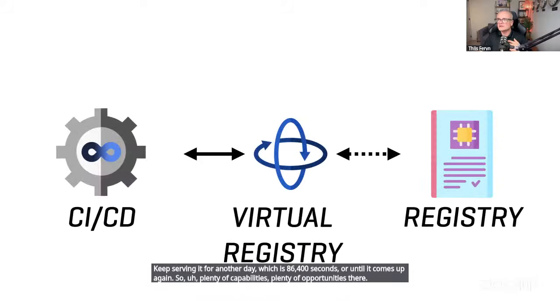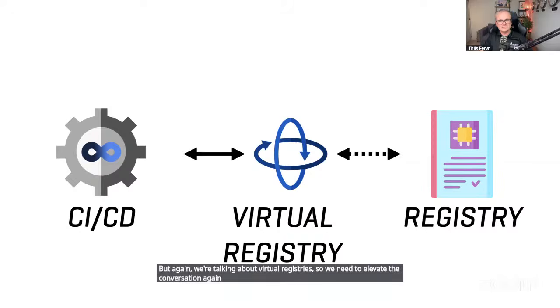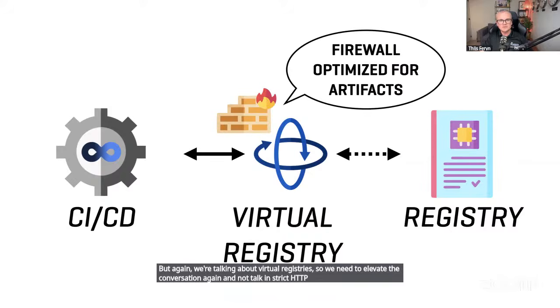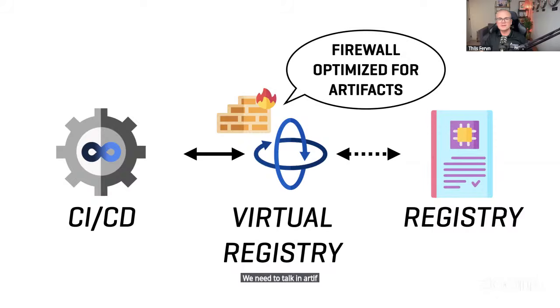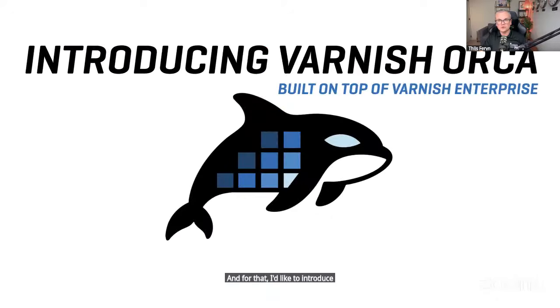But again, we're talking about virtual registries. So we need to elevate the conversation again and not talk in strict HTTP terms or web terms. We need to talk in artifact terms. So what is needed to make this happen is an artifact firewall, a firewall that has artifact-specific knowledge, protocol-specific knowledge. And for that, I'd like to introduce you to Orca.